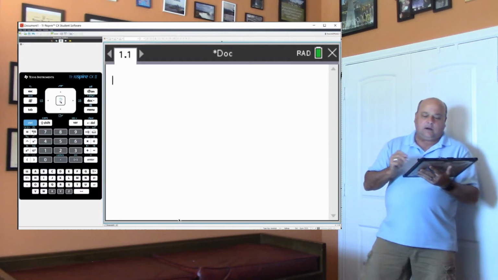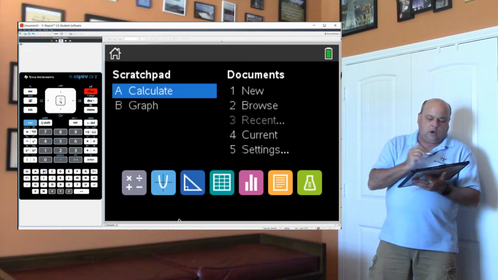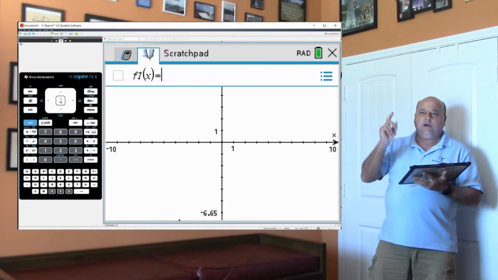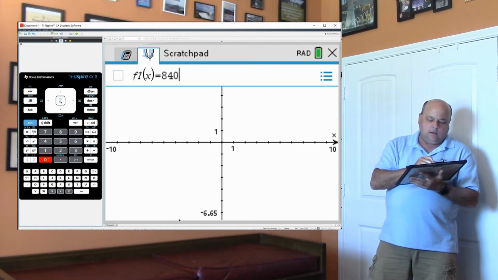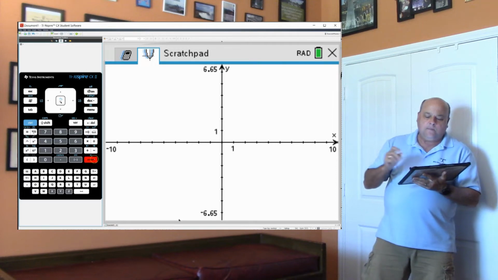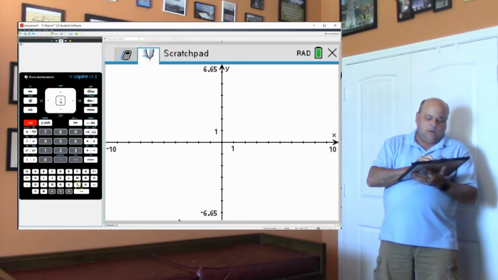So we're going to go to the calculator, go to graph. I'm going to hit home and B, and then I'm going to graph 840 divided by x. Not 440, sorry about that. 840 divided by x. Hit enter, and then when I hit Control-T, it's going to give me the factors. Control-T.